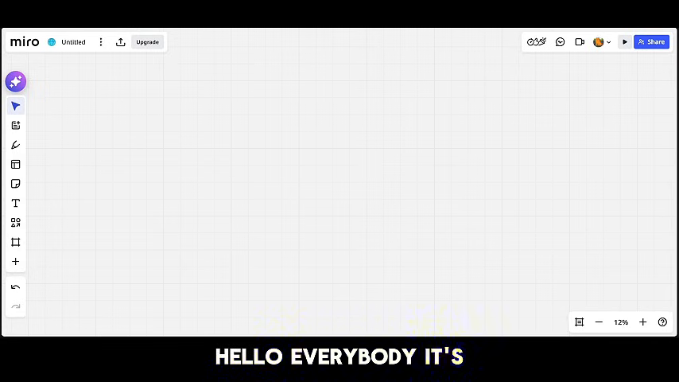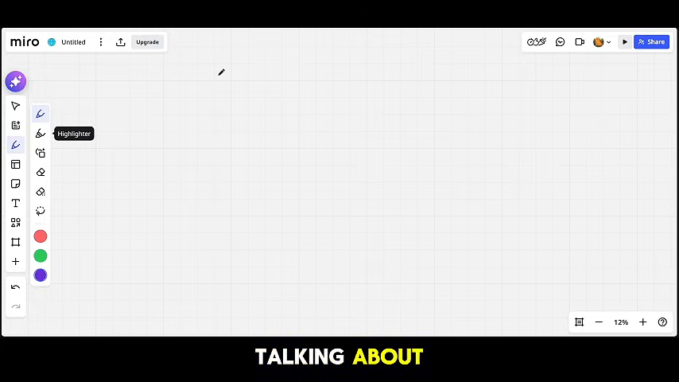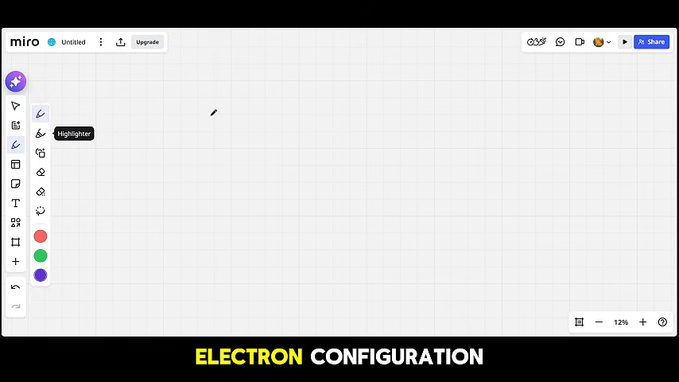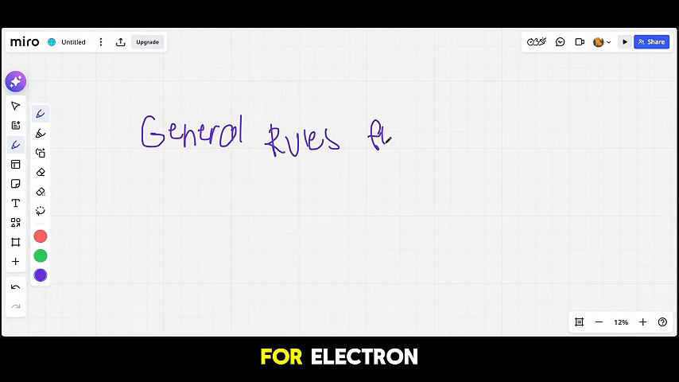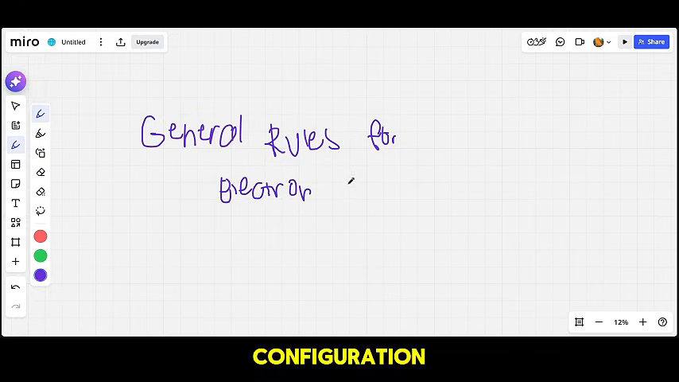Hello, everybody. It's me again, Rich Andre, and today we're going to be talking about the general rules for electron configuration. So I'll just list them all. General rules or principles for electron configuration.